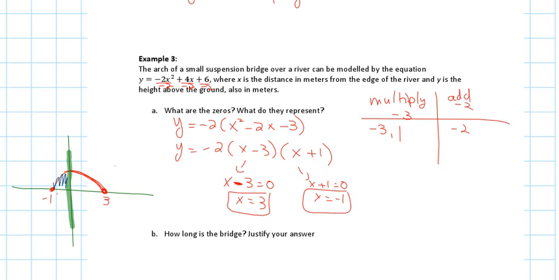Okay? So what do they represent? They represent when the bridge touches the ground. That's where the zeros are, when the bridge is on the ground. It's not in the air anymore.